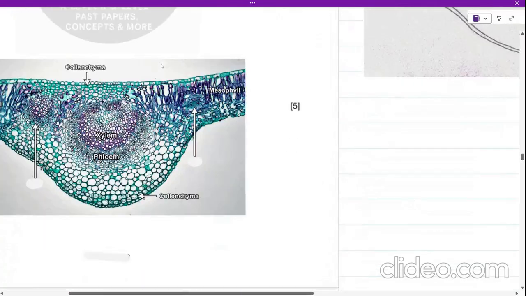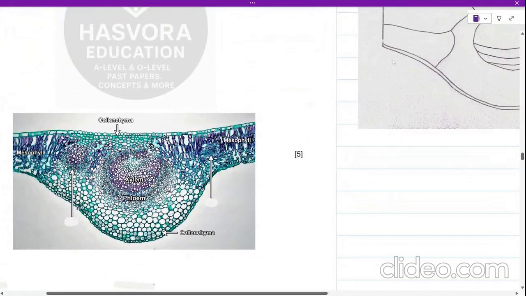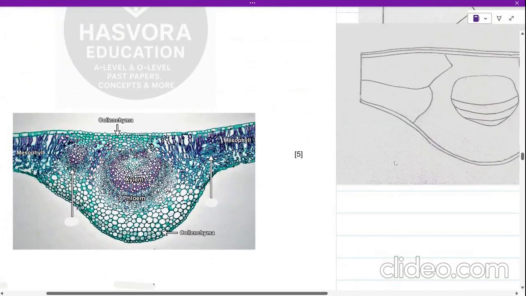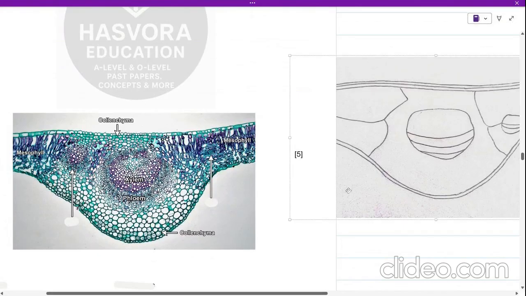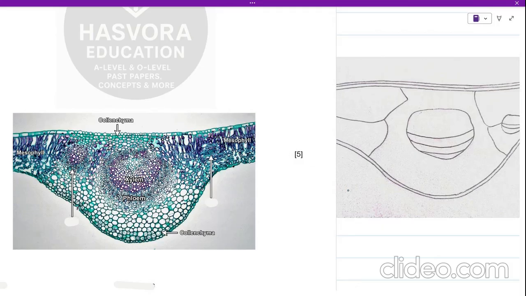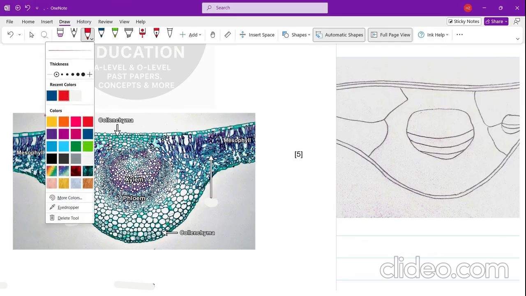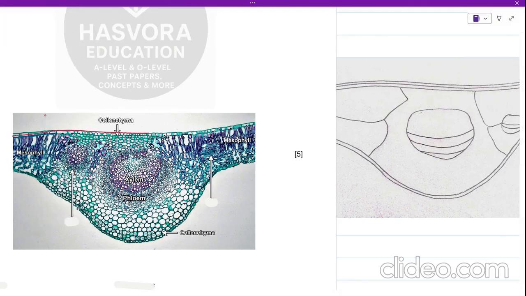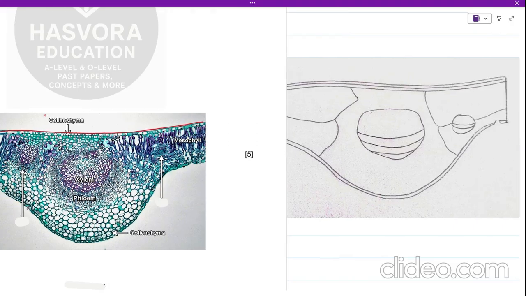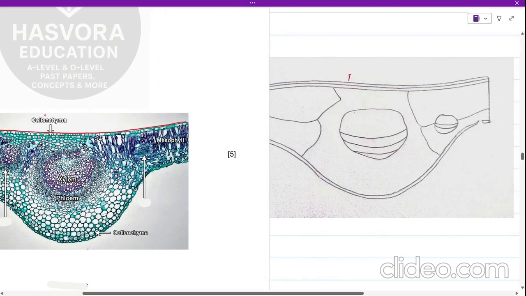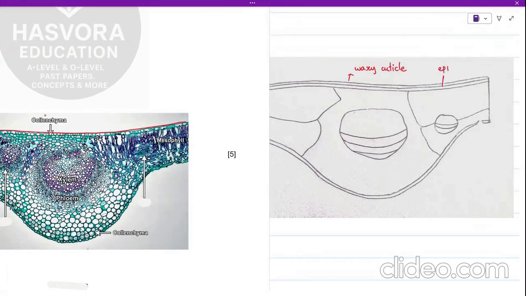Let me just zoom out a bit so that we can make a comparison. You can see here that I have at first drawn the structure of it. This is going to be the upper epidermis. Let me change the pen so you can see it clearly. First of all, I have made this with a double line, and you could also see a third line at the topmost. It is actually a waxy cuticle. This is the waxy cuticle. The second one is the epidermis.